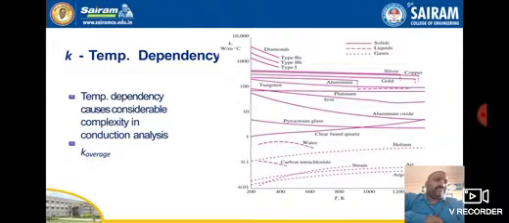The direct line is for solids, the dotted line is for liquids, and the very small dotted line indicates the gases.